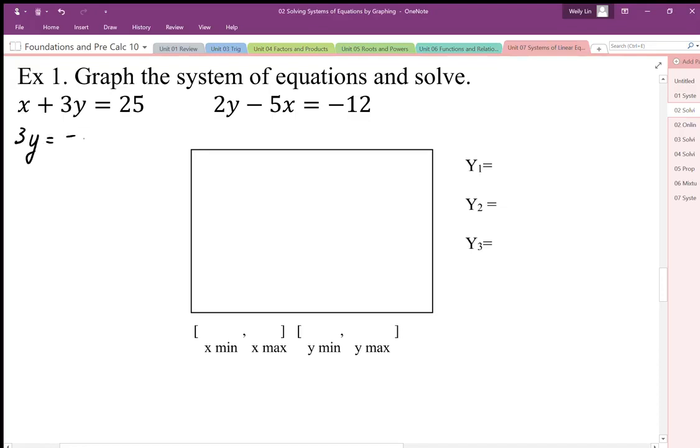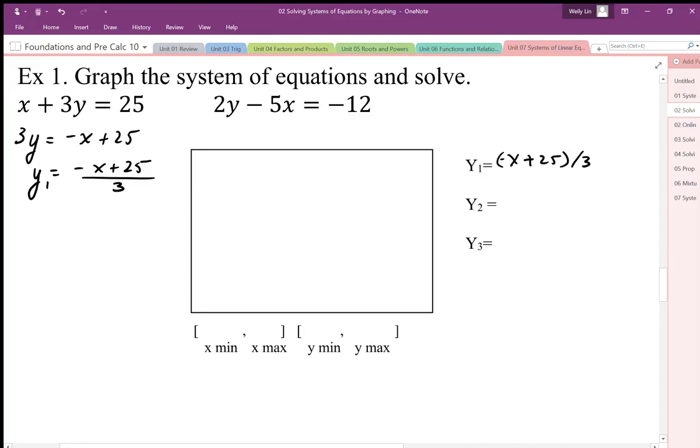So I'm going to first of all subtract x from both sides of this equation, and then I'm going to divide by 3. Now I'm just going to leave it as that. Then I can see my slope here. Now you can separate this out if you want, but I can see my slope is negative 1/3 and my y-intercept is positive 25 over 3. And I'm going to call that y1. So I end up with negative x plus 25 all divided by 3.